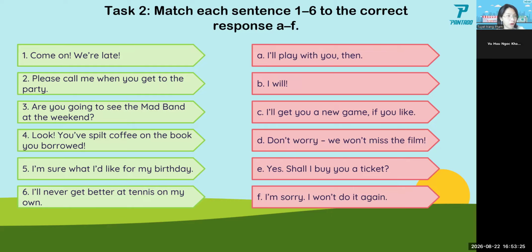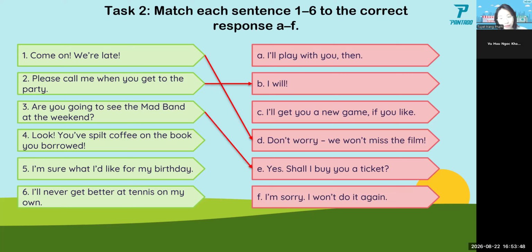Number one, you have D. Okay. Don't worry, we won't miss the film. Number 2, please call me when you get to the party. And the answer is B. I will. Number 3, are you going to see the Mad Band at the weekend?